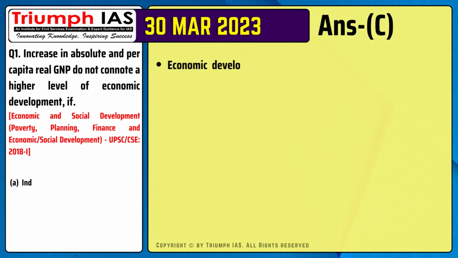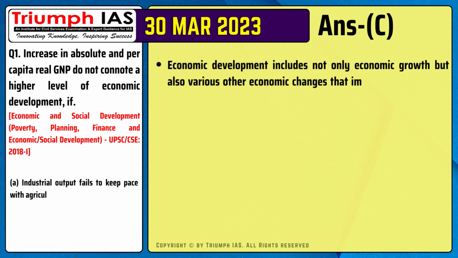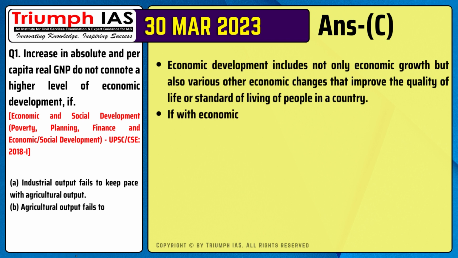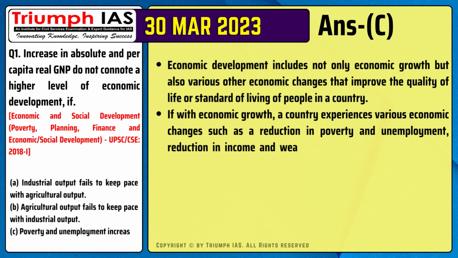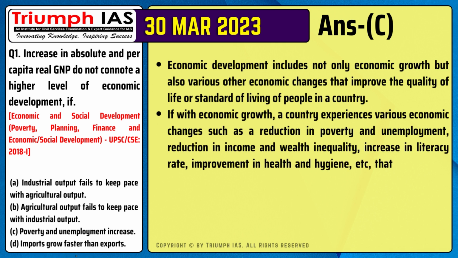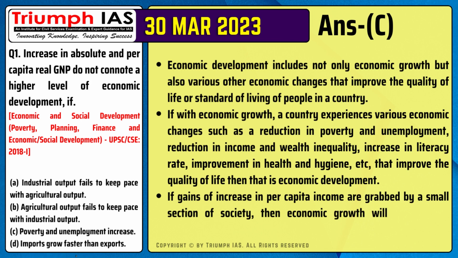The correct answer is option C. Economic development includes not only economic growth but also various other economic changes that improve the quality of life or standard of living of people in a country. If with economic growth, a country experiences various economic changes such as a reduction in poverty and unemployment, reduction in income and wealth inequality, increase in literacy rate, improvement in health and hygiene, etc., that improve the quality of life, then that is economic development. If gains of increase in per capita income are grabbed by a small section of society, then economic growth will not lead to economic development.